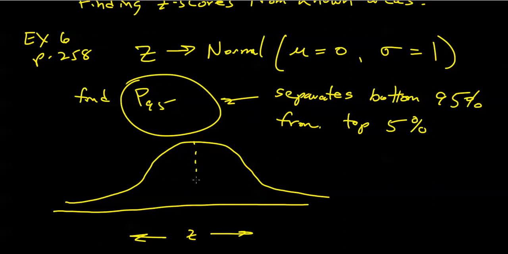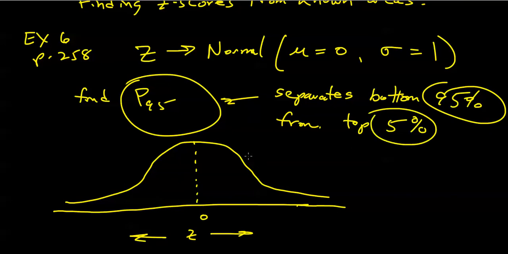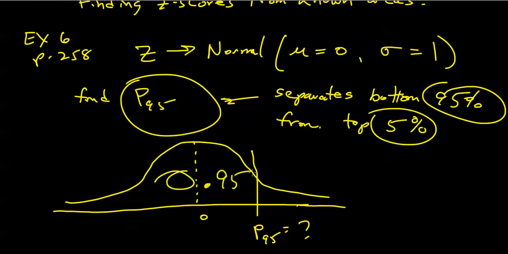The mean is 0. If I want the score that separates the bottom 95% from the top 5%, I'm going to exaggerate a little bit just for clarity's sake. I'm going to claim it's there. If I believe this is the location of the 95th percentile, the area to the left of that value is going to be 0.95. In other words, the probability of being less than that value is 0.95, and the area to the right would be then 0.05.